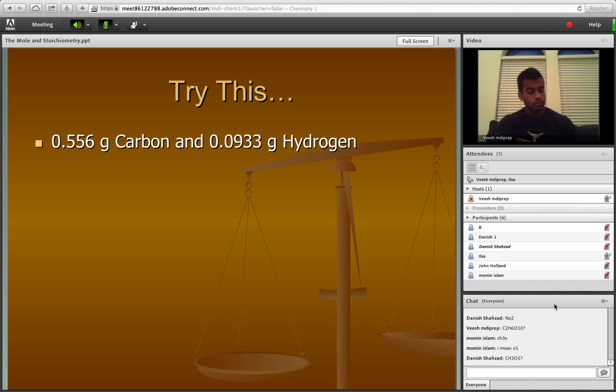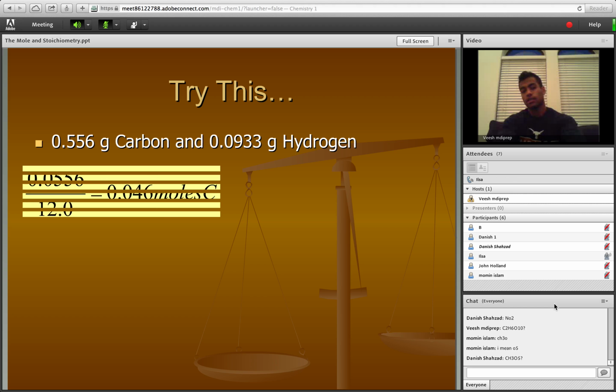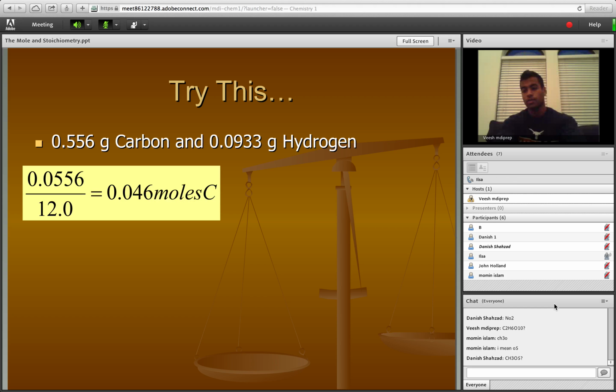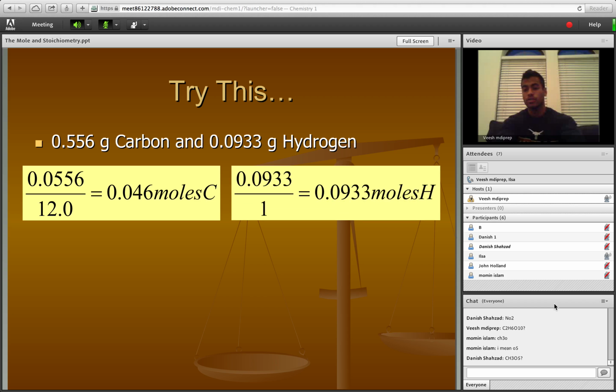Do you want to just do this one? I'm kind of confused. Yeah, sure, I can do it, this one. So first thing is we have carbon. So carbon is 12 grams per mole, right? So you would divide the 0.556 grams of carbon by the 12, and you get the amount of moles of the carbon in this compound. Now you do the same thing with hydrogen, and you know that hydrogen is just 1. So you have 0.0933 moles of hydrogen.